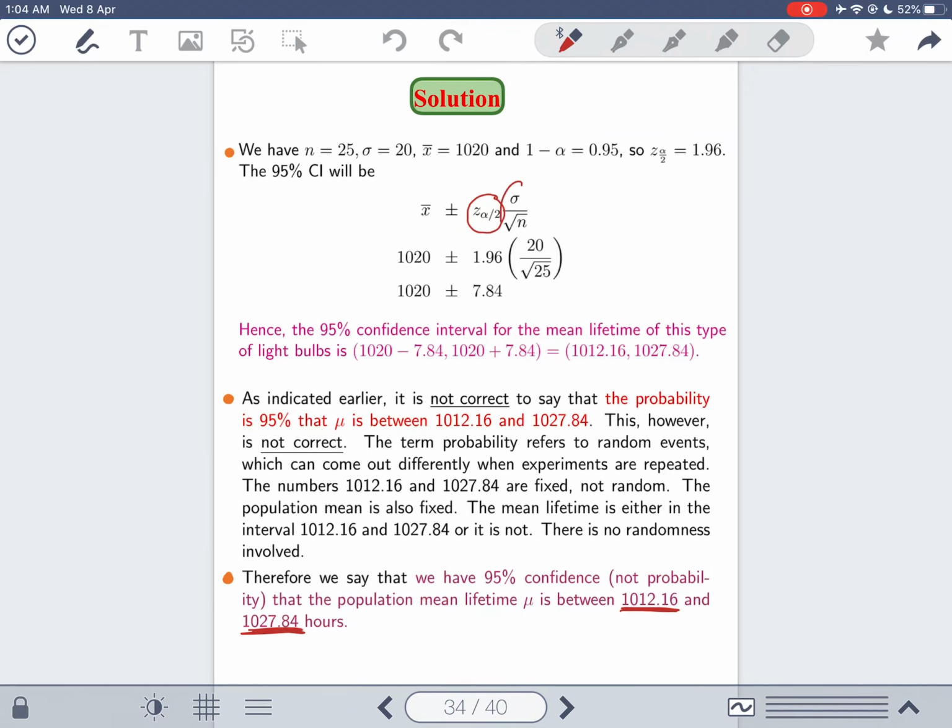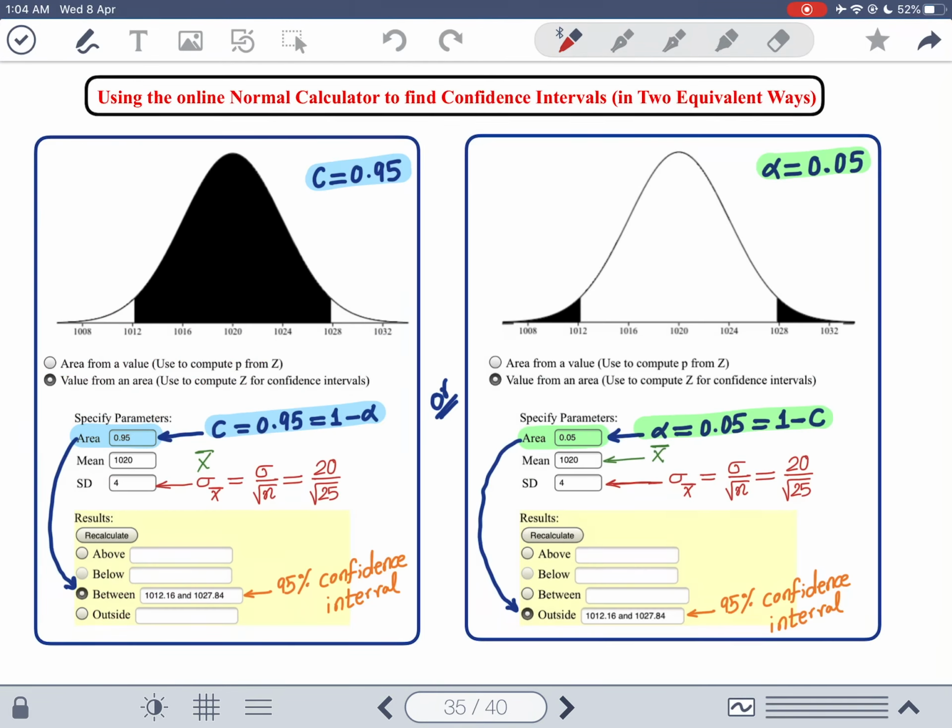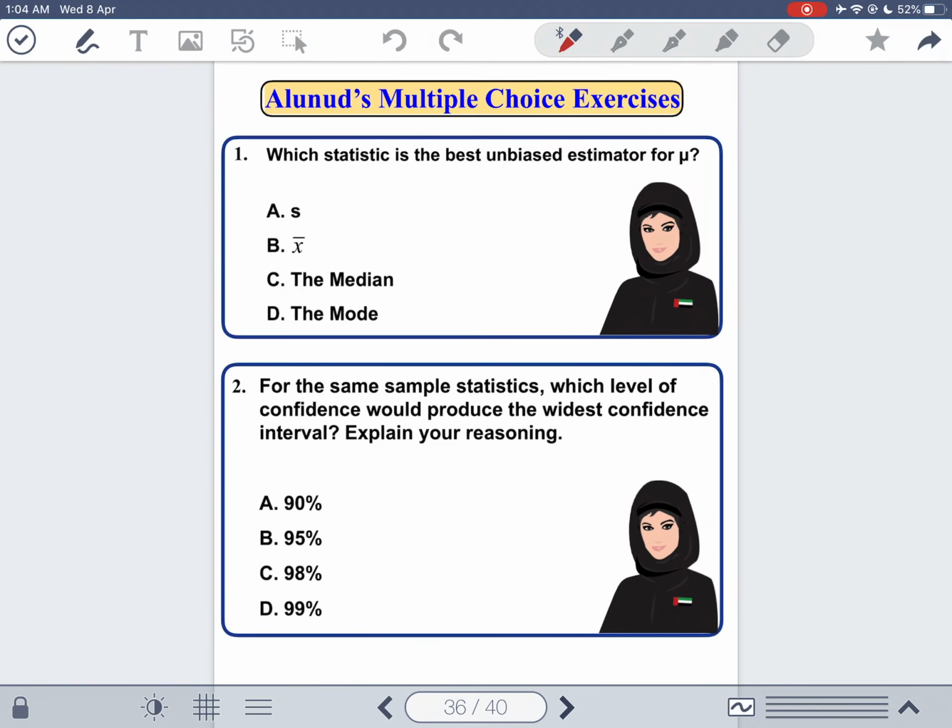Or just find the standard error of the mean. Or just find the margin of error. Okay? So all of these are possible questions to be asked. And here I show you that you can get it in both cases, whether you use the confidence level or the significance level. And now it's time for Leonid's multiple choice exercises.